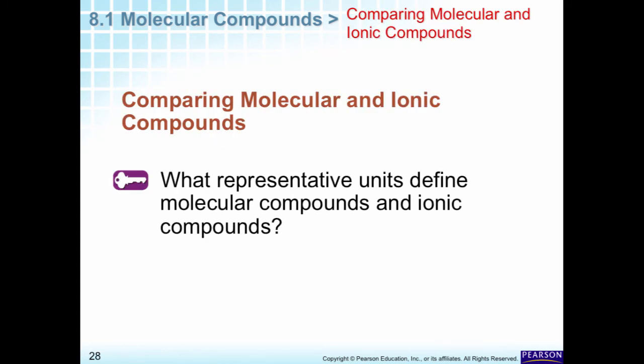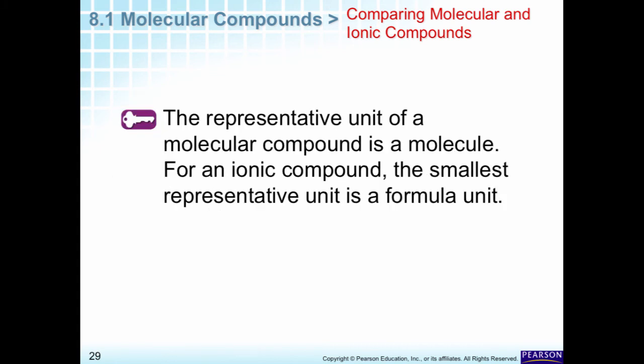What representative units define molecular compounds and ionic compounds? Okay, molecular formula for molecular compounds, formula units for ionic compounds. So if we look, ionic compounds is the formula unit. The molecular compound is the molecule. We talked about that last time. So let me just circle those things real quick. Molecules go with molecular or covalent compounds. Ionics are formula units.